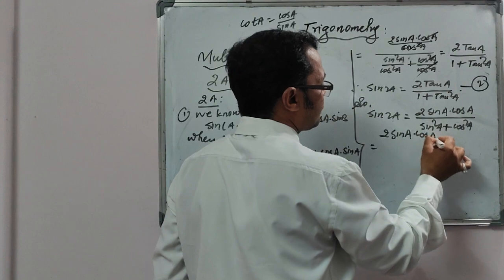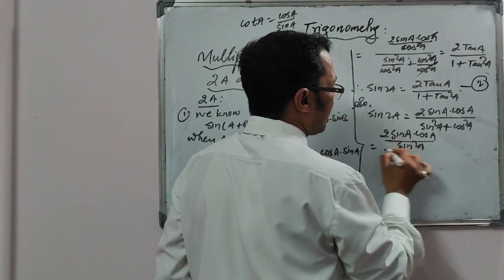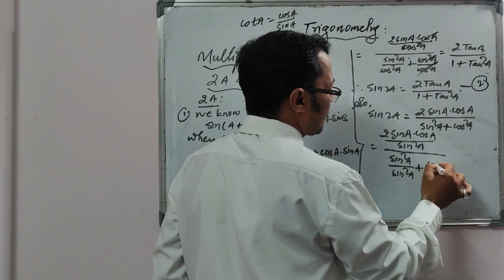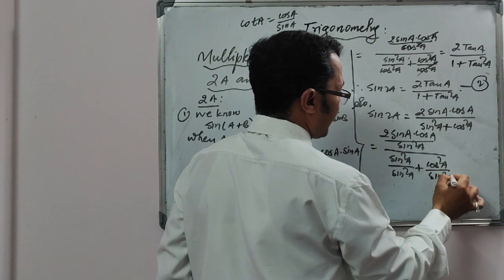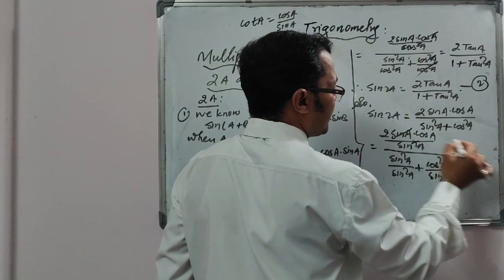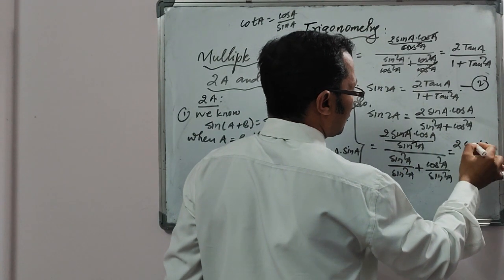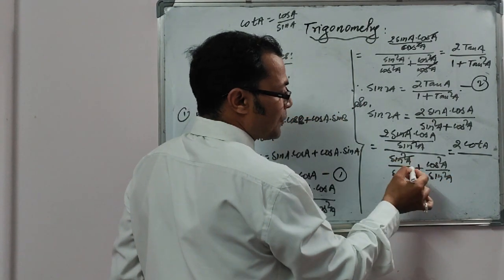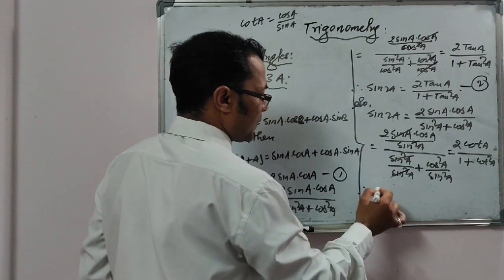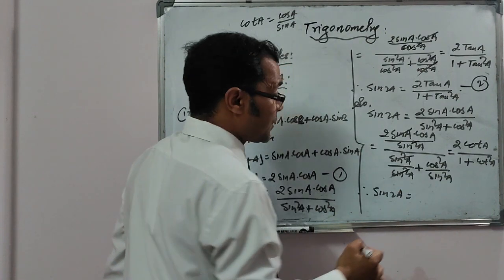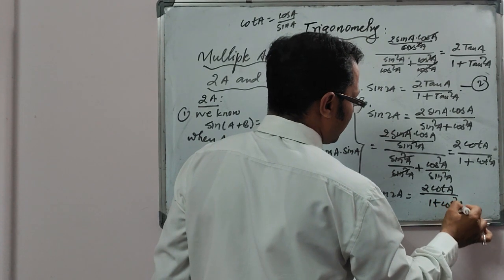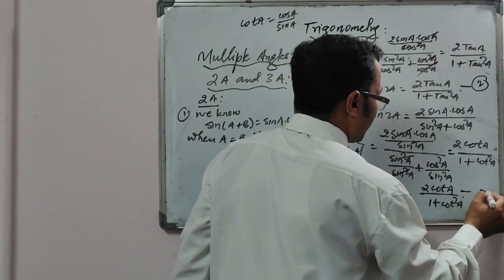2 sin A cos A by sin square A, upon sin square A by sin square A plus cos square A by sin square A. See here, sin and sin square cancel, and that is 2 cos by sin, which is 2 cot A. In the denominator, sin square cancels, 1 plus cos by sin means cot, so cot square A. Therefore, sin 2A can also be written in the form of cot, and that is 2 cot A by 1 plus cot square A. So let's say it is formula number 3.